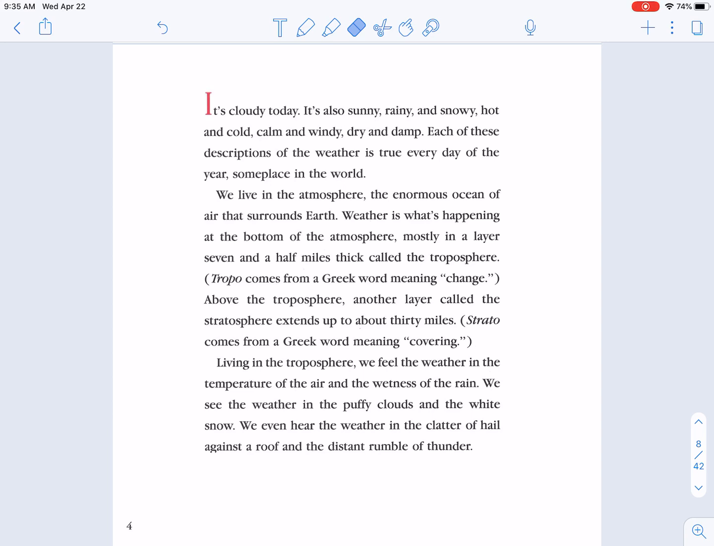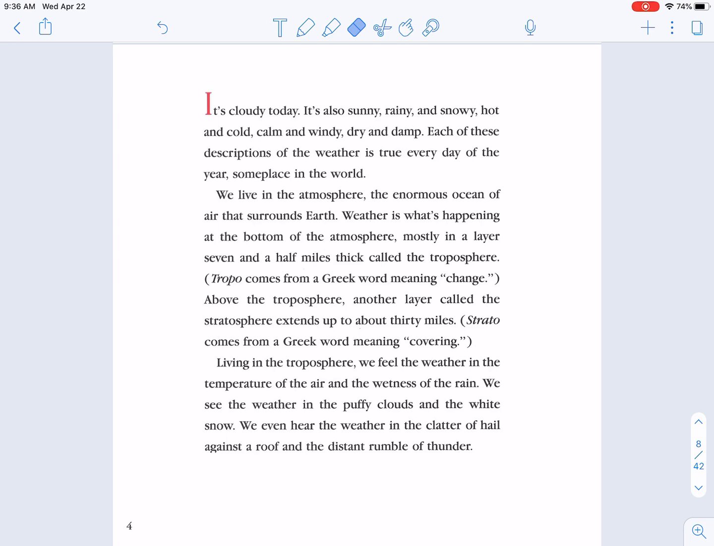So that prefix tropo comes from a Greek word meaning change. And above the troposphere, another layer called the stratosphere extends up to about 30 miles. So that prefix strato comes from a Greek word meaning covering. So the stratosphere covers the troposphere.